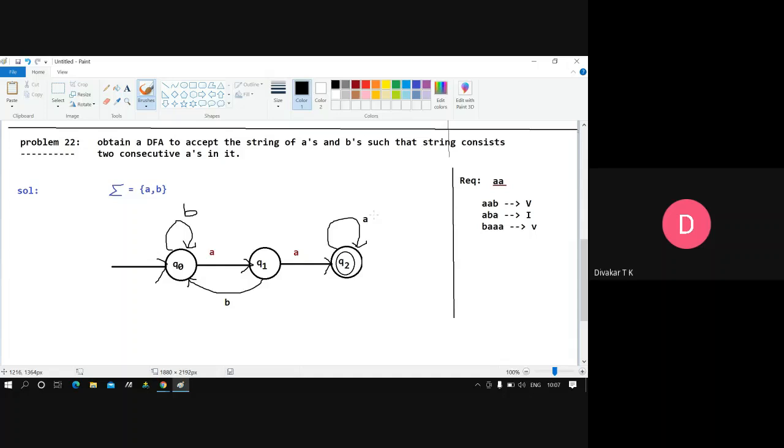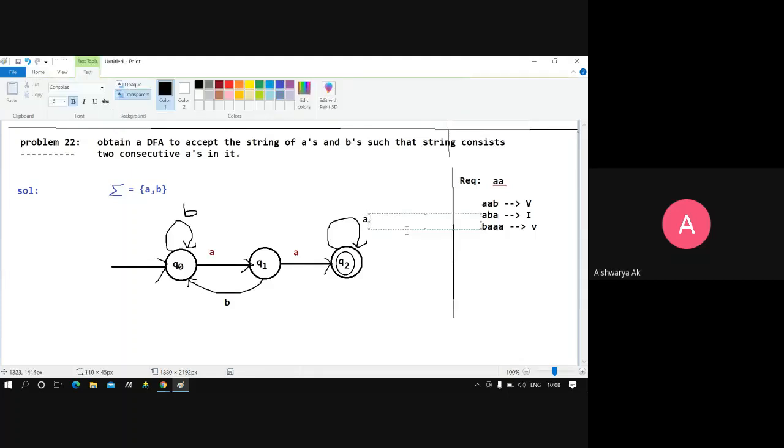I'm asking, self loop on B, can we put it or not? Self loop is also not possible. Not, I'm not able to hear you. Self loop is possible or not possible? Self loop is possible for B, sir. A B, and B. So consecutive A.